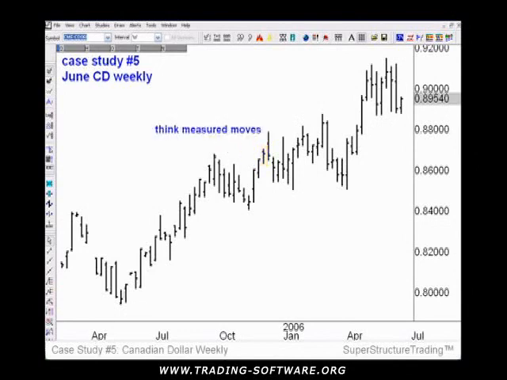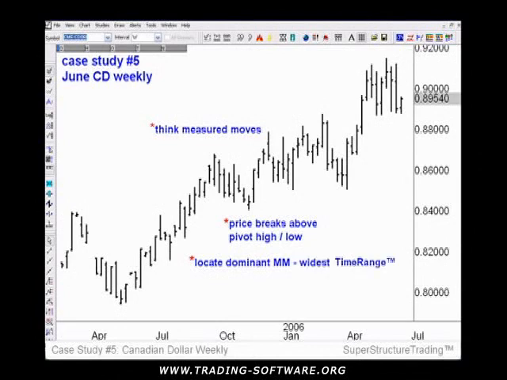Let me review. First, you need to think measured moves. And the making of a measured move comes into focus when price breaks above a pivot high or low. That's confirmation of the measured move. And measured move is the structure which we get the superstructure from. Next, you locate the dominant structure. Usually it is the dominant measured move, but it can also be a dominant double top or bottom. And you can tell that it is dominant because of the widest time range.